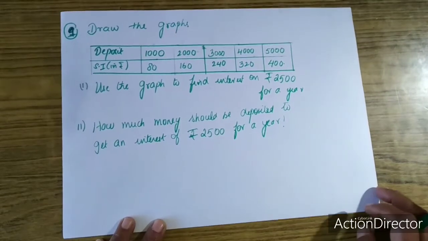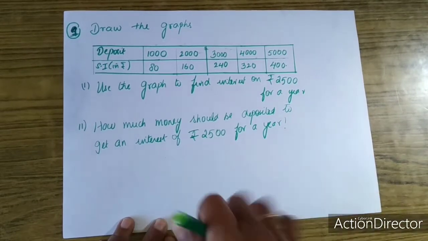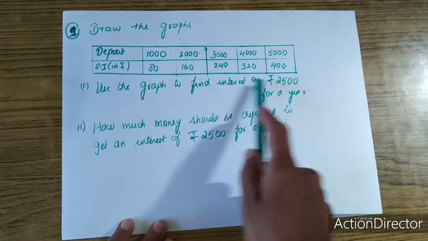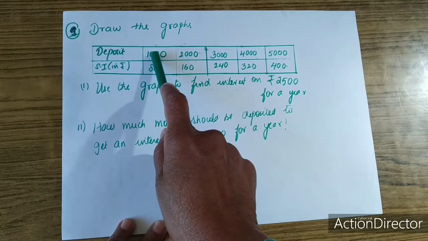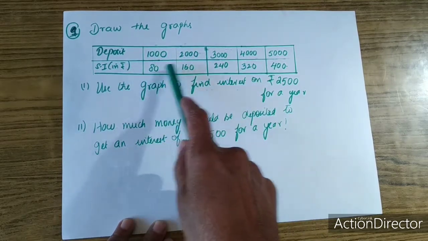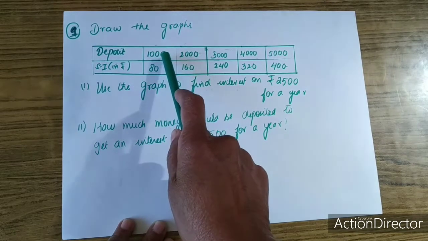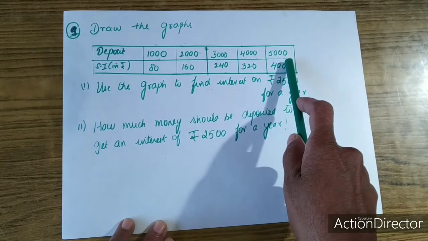Today, let us discuss one more important question in the chapter linear graph. Here, you are asked to draw the graph where a table is given based on simple interest sum. That is, deposit is given and the simple interest is given in the second column. So, the amounts deposited are 1000, 2000, 3000, 4000 and 5000.